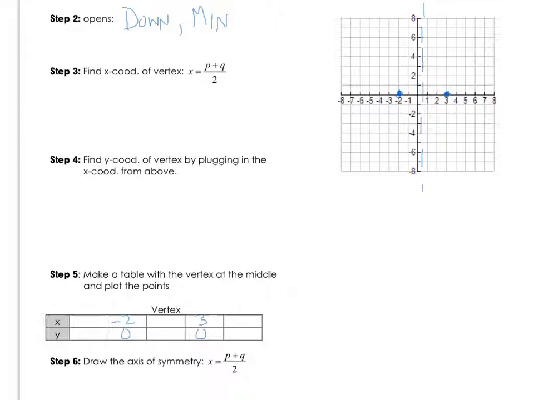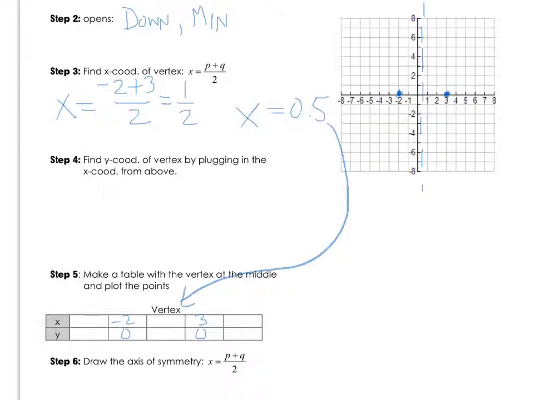Okay, so this might actually be a good candidate for us to have used our little p plus q over 2 formula. So -2 plus 3 over 2 gives me 1/2. Okay, so x equals 1/2 or 0.5. So that's where this thing should be centered at.